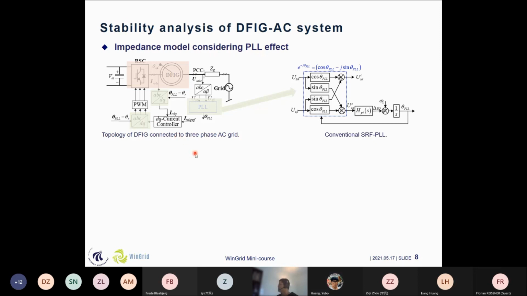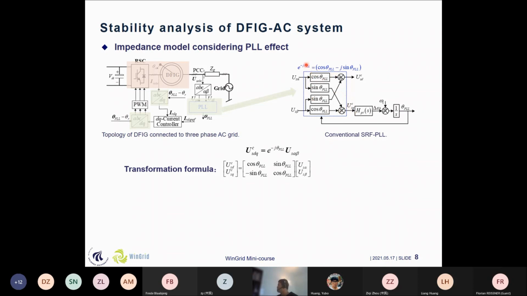And how to analyze the PLL effect? We need to make a small signal model of this PLL effect. To have a better understanding, we need to know what the PLL really does during this process. We can see that for the PLL part, the input is the stator voltage. You can see that Us alpha and Us beta are in the stationary frame. And then you need to make a Park transformation.